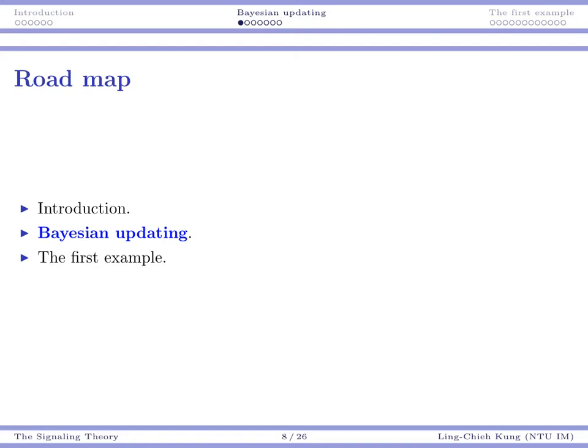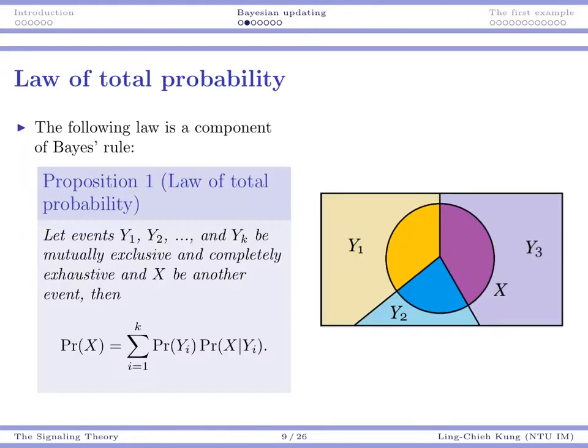Okay, now let's talk about Bayesian updating. Basically, if you have taken any kind of statistics or probability course, then you have learned this in the past. But anyway, let me give you a brief review. So the first thing is the so-called law of total probability as a property of probability events.